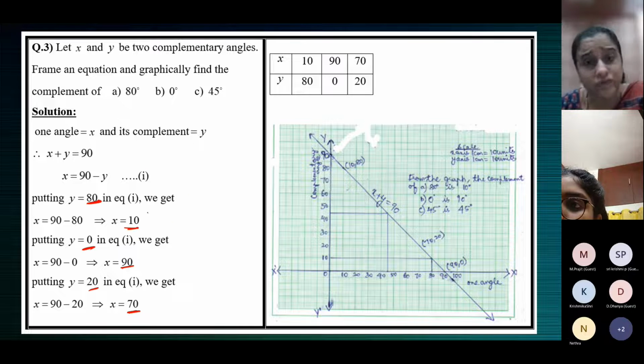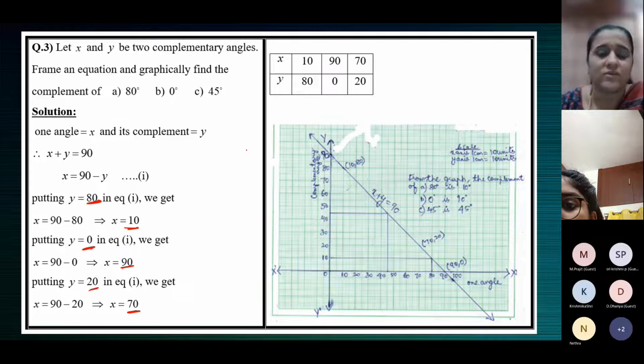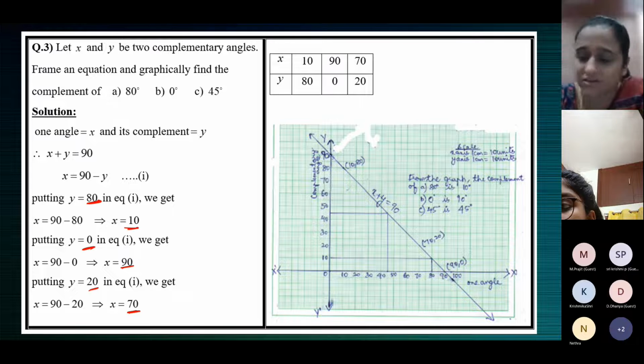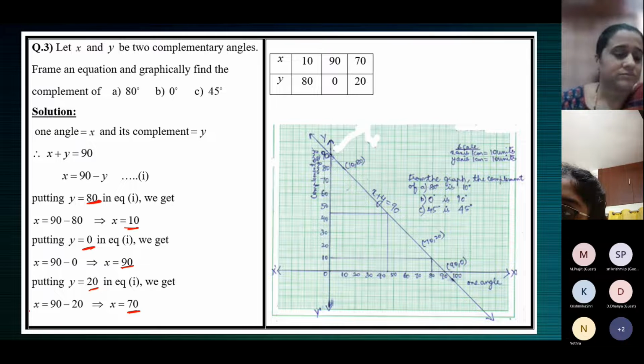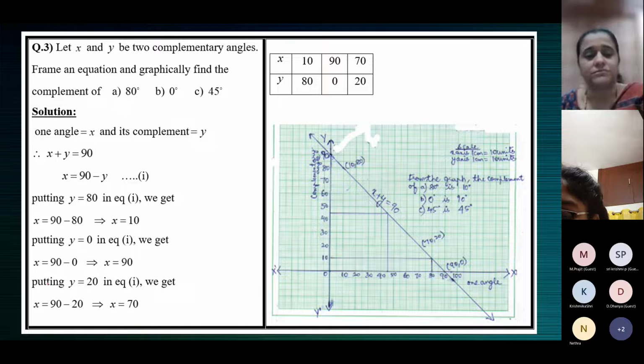You can give any different values for y. Use the values in tens. Like when y is equal to 10, when y is 20, 30, 40, 50, 60, 70, 80, 90, like that. Okay. Don't go beyond 90 because it will not be meaningful, right?